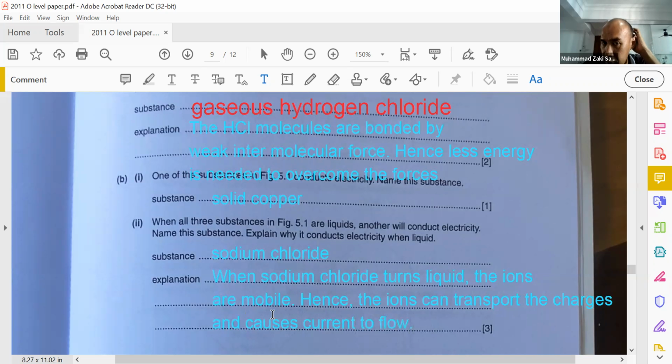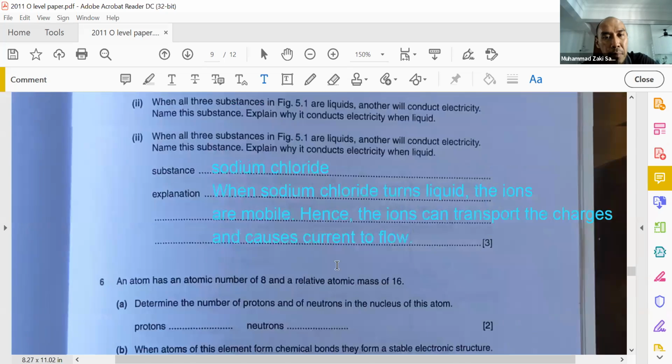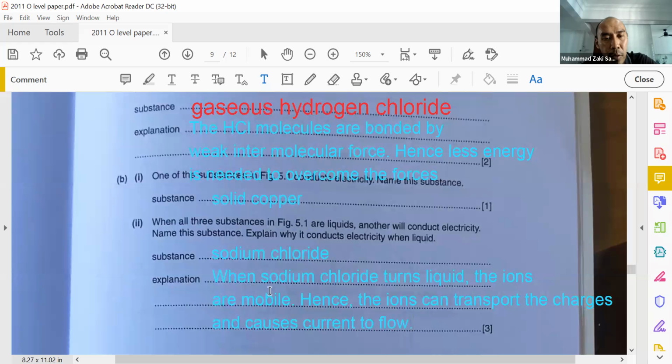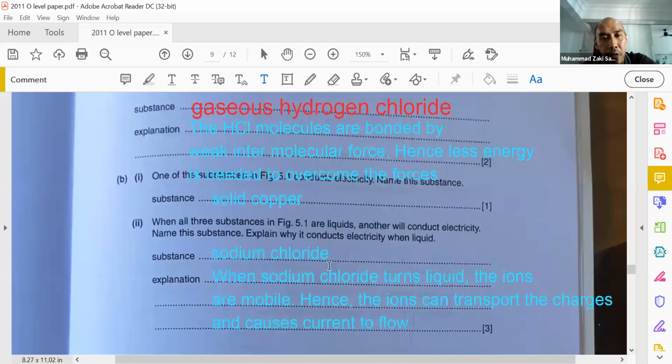Right, so take note of this. Next, please remember, this question tells you about ionic bonding and also covalent bonding. Remember, ionic bonding and covalent bonding have different physical properties, in terms of melting point and boiling point, and also electrical conductivity.